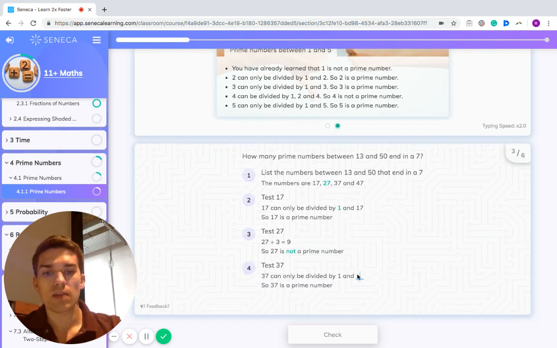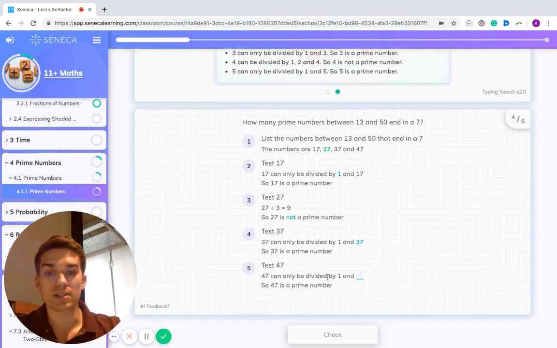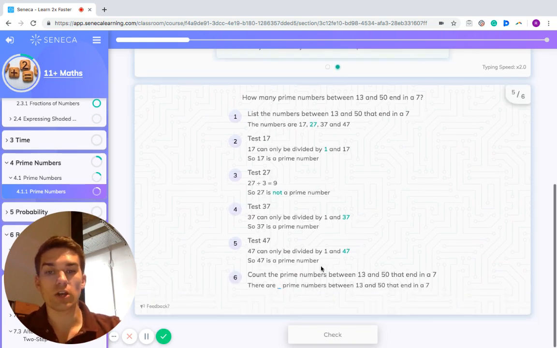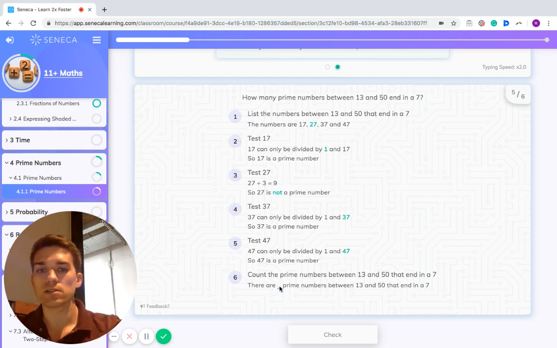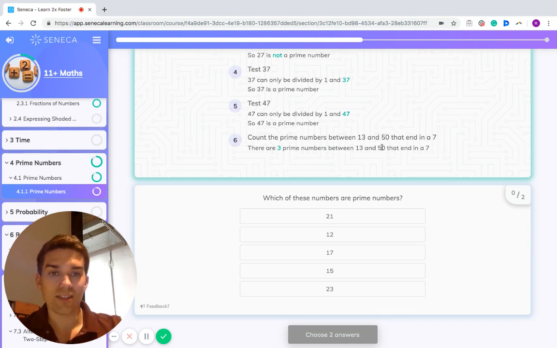37 can be divided by 1 and 37 only, so that means 37 is prime. And 47 can be divided by 1 and 47 only, so 47 is prime. So in total, 17, 37, and 47 are the ones that are prime. So we've got 3 prime numbers between 13 and 50 that end in a 7.